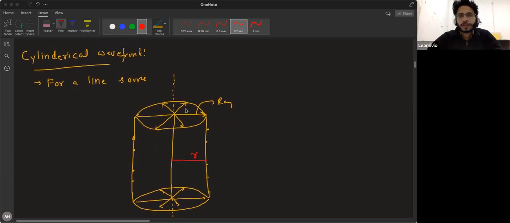See, these arrows always represent rays. Rays are perpendicular to the wavefront. So these arrows here are representing the rays.